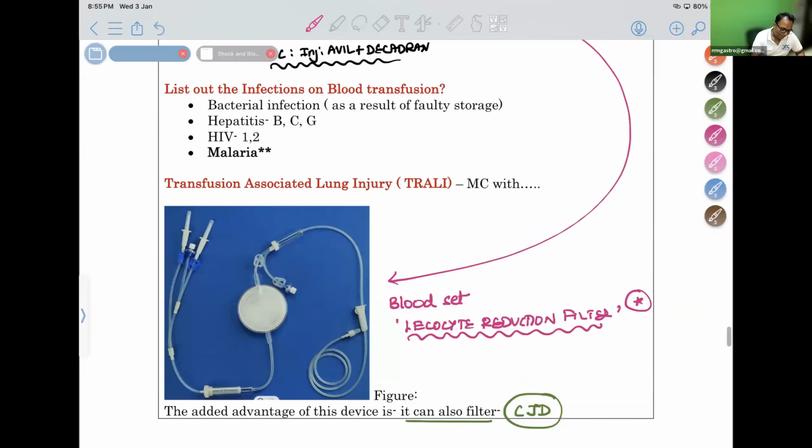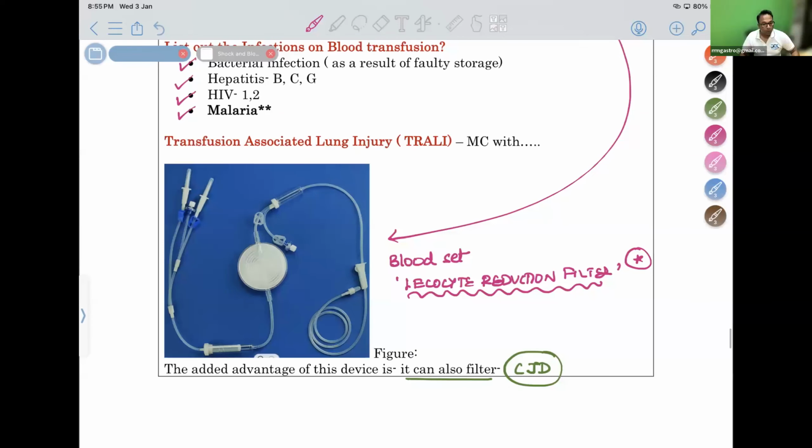So what are the infections which can happen? The infections which can happen are hepatitis B and C. One more virus they have found out is G virus, then HIV-1, 2, malaria, and bacteria. All these are the list of infections which can happen on blood transfusion as a complication of single unit transfusion.